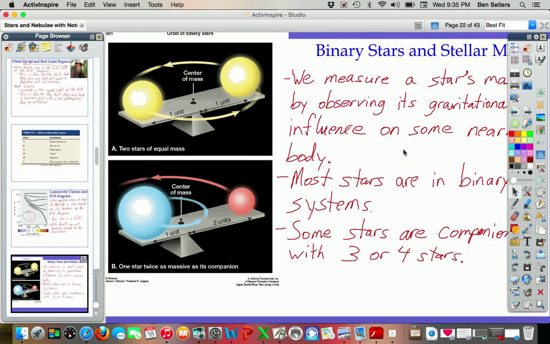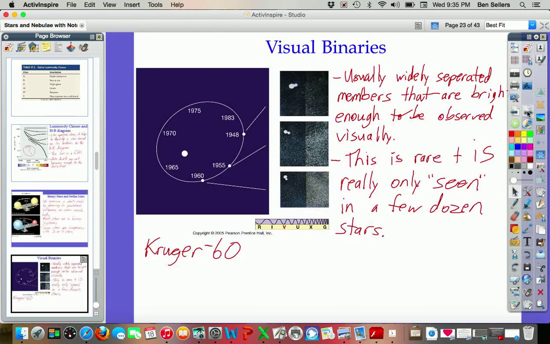The overwhelming majority of stars are in at least a 2 system and possibly a 3 system. There have been 4 star systems discovered, but that's not as common. We can measure the mass of these things by looking at where the center of mass between the 2 objects is. That helps us get a little clue about how big some of the stars are.